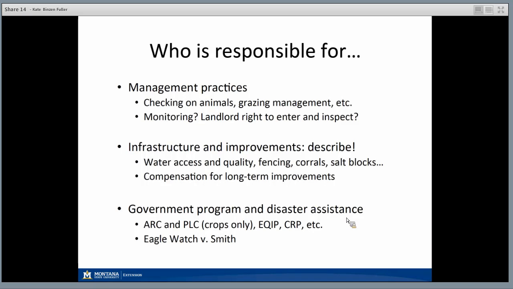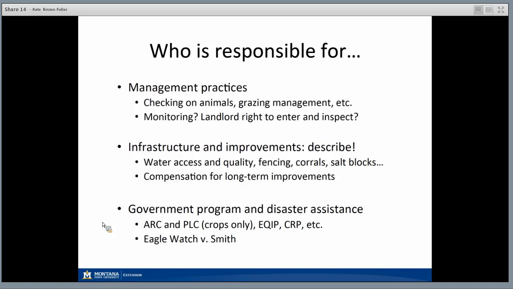Government programs and disaster assistance. So this is more of a crop issue, but for ARC and PLC, which are programs under the current Farm Bill, tenants needed to have power of attorney, so you want to make sure that you can set that up. So they needed that in order to make the decision for those government programs. So that can be really important.